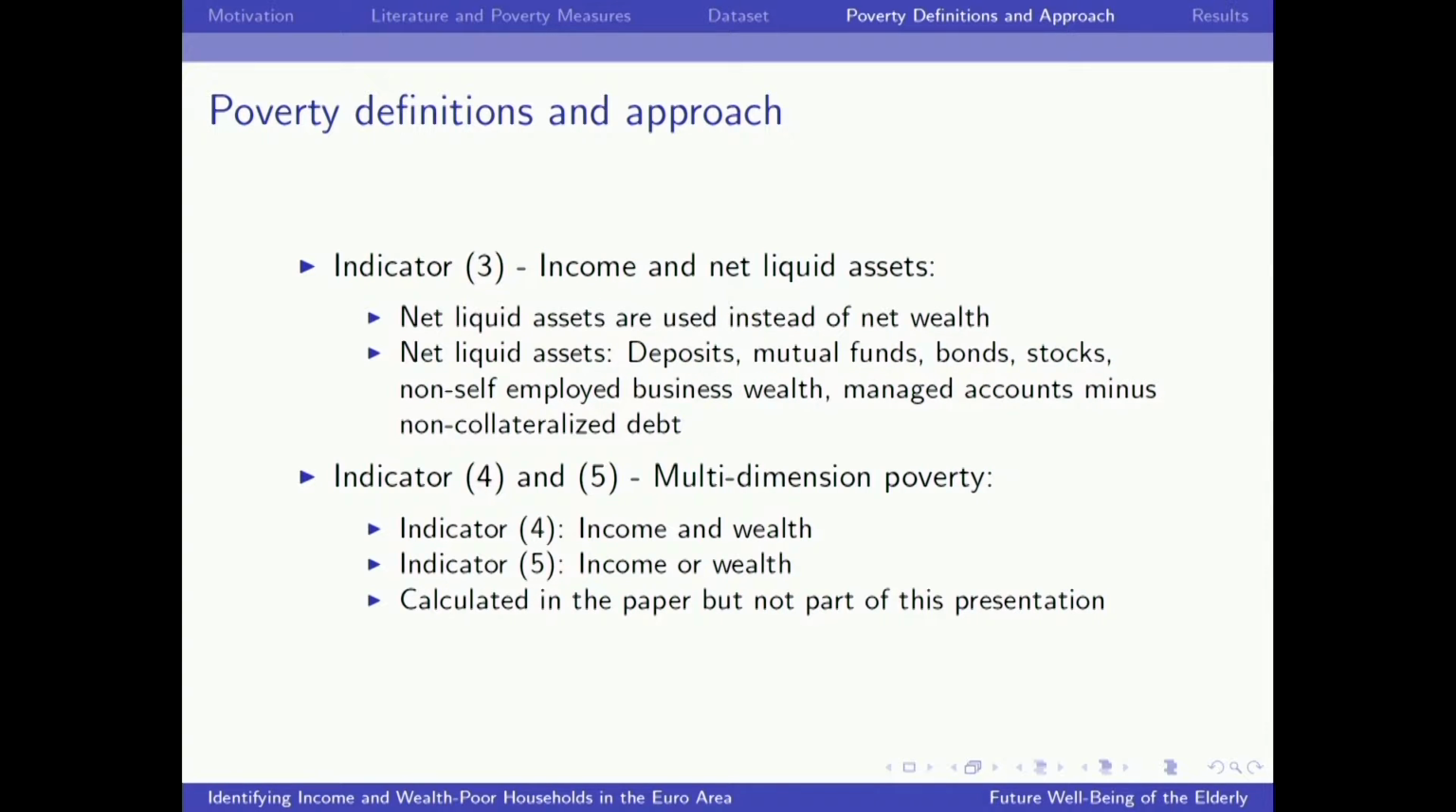And indicators 4 and 5 are multidimensional poverty indicators. Indicator 4 is income and wealth. And here a household is poor when it has less than 60% of the median income in the country, so the classic income poverty measure, and on top is in the bottom decile, so one of the last 10% of the net wealth distribution, so these two conditions. And we do this because the bottom decile, the last 10%, allows us to look at groups of similar size in each country.